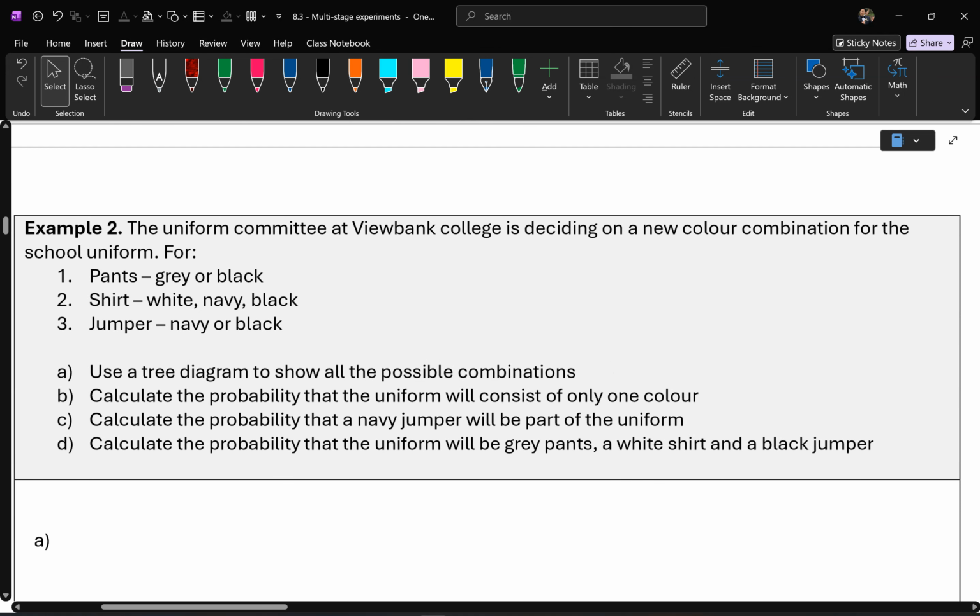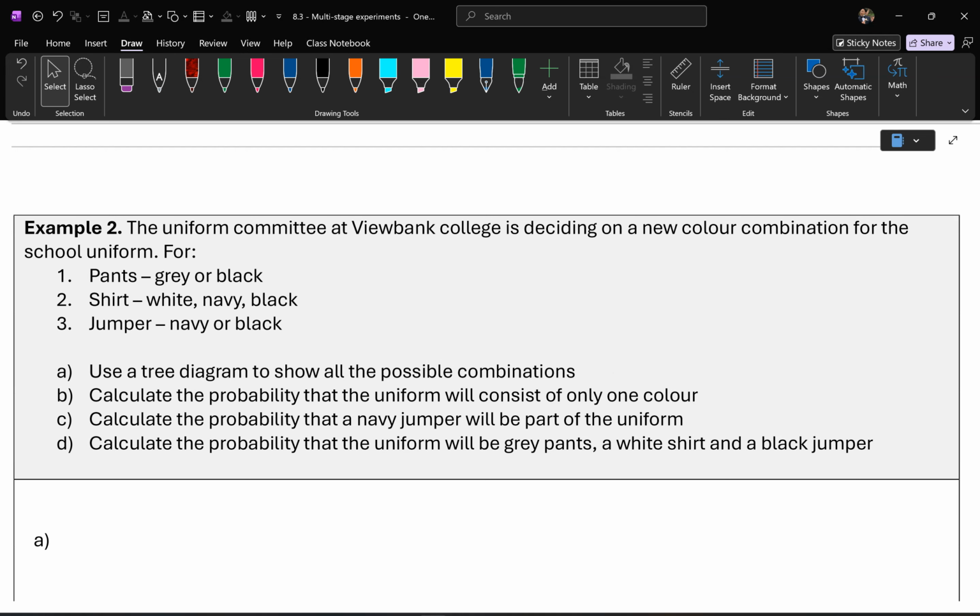You've got a uniform committee now. Viewbank College is deciding on a new color combination for the school uniform. So for pants, you can choose gray or black. For a shirt, you can choose white, navy, or black. For a jumper, you can choose navy or black.